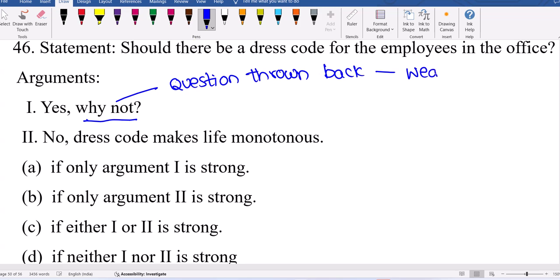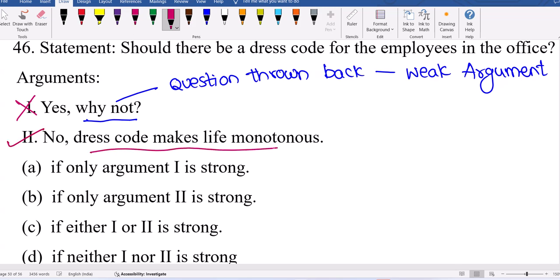You have to decide which argument is weak and which argument is strong. This is weak argument 1. Question thrown back is always a weak argument. So this is no. Second one, no dress code makes life monotonous. Yeah, actually it's true. See, it's not about yes or no. Okay, this reason is okay.